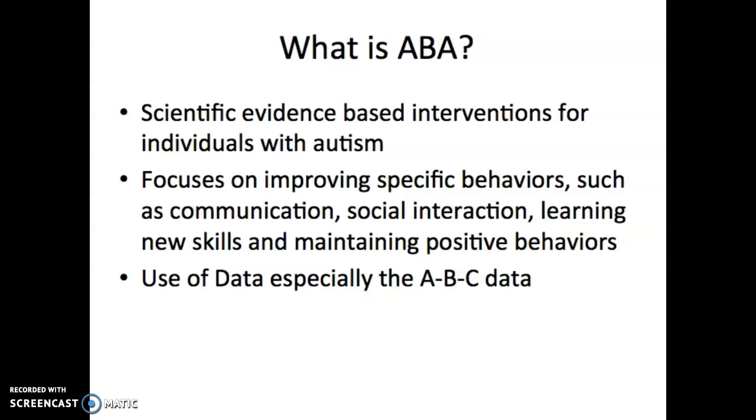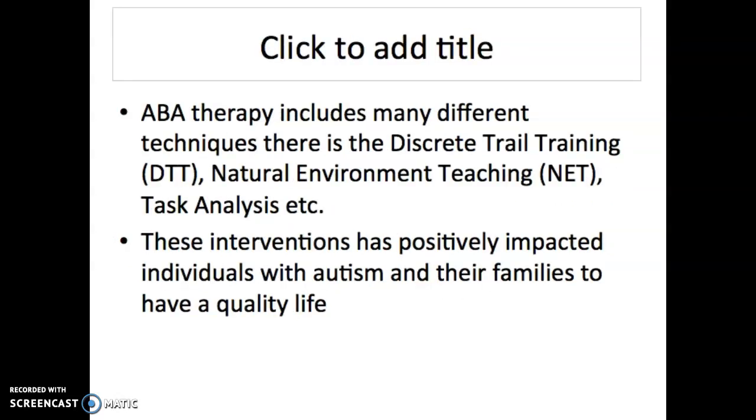Okay, so ABA focuses on improving socially significant behaviors such as communication, social interaction, learning new skills, and maintaining positive behaviors. We mostly use data, especially the ABC data, which is the antecedent, behavior, and consequence data. ABA therapy includes many different techniques. There is discrete trial training, which is also called DTT, natural environment teaching, which is called NET, and task analysis, and lots more. These interventions have positively impacted individuals with autism and their families to have a good quality life.